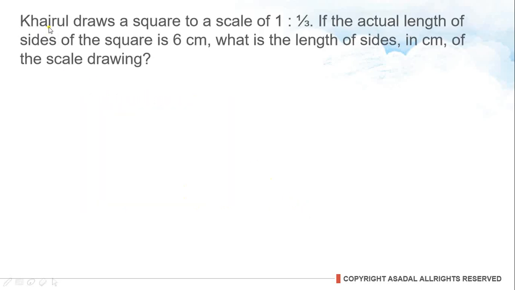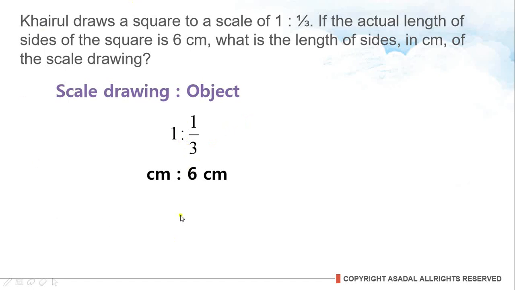Next, Cairo draws a square to a scale of 1:1/3. If the actual length of the sides of the square is 6 cm, what is the length of the side in cm of the scale drawing? So the scale is scale drawing to object, 1:1/3. So what is the scale drawing if the actual length is 6 cm? So we want to find this out.